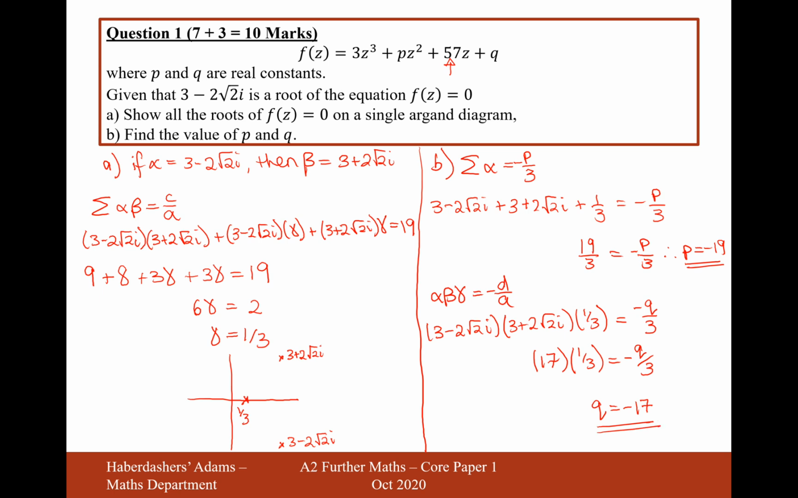And there we are, that's the answer for this question. So it's the sum of the singles, sum of the doubles, sum of the triples kind of formulae, the roots of polynomials chapter there. So there we are, that's the answer for question 1 from this October 2020 paper. Let's now move on to question 2.